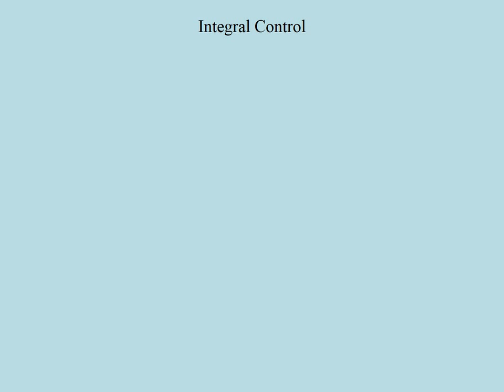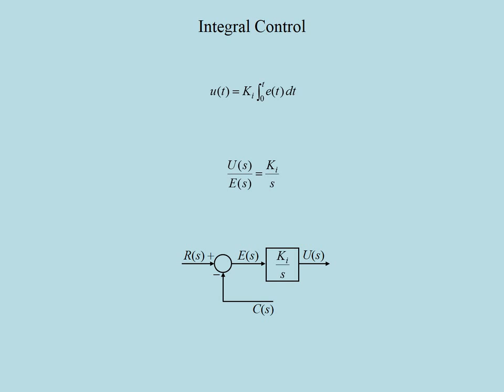The control signal can also be made proportional to the integral of the error. This is known as integral control. Denoting the proportionality constant between the control signal and the integral of the error as K sub I, the transfer function of the controller will be K sub I divided by s. And this will be the block diagram of such a controller.